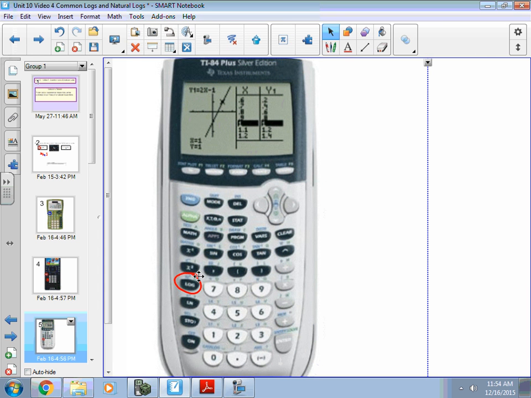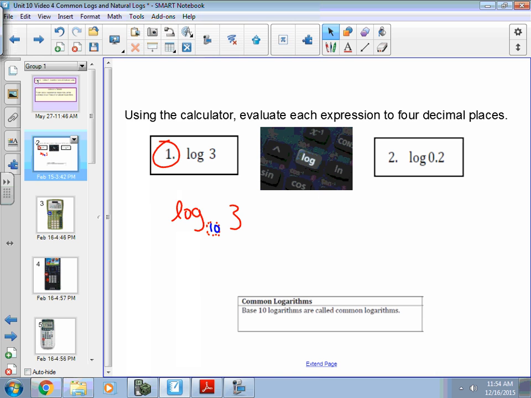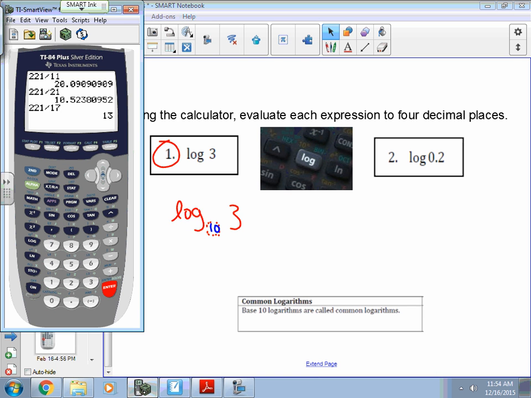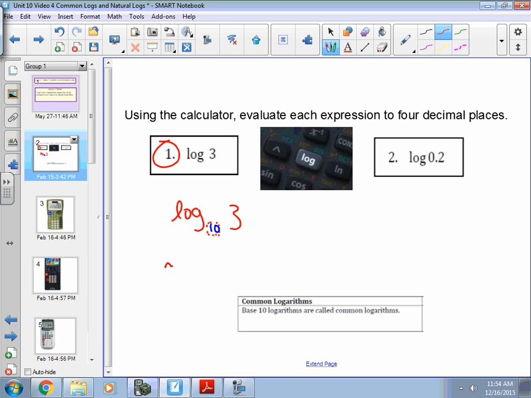All right, so let's try doing one of these. I'm going to be using a TI-84 here. So on your calculator, you want to hit your log button, and then type in 3, and it will take the common log of that number. So it's about 0.477. And I think here it says to do it for 4 decimal places, so we write it as 0.4771. It's approximately equal to that.